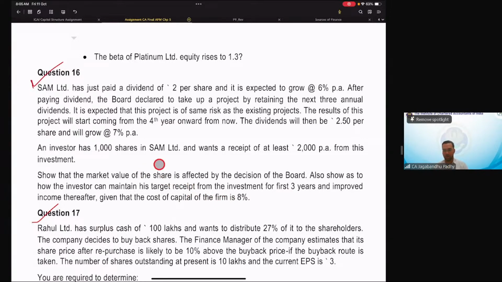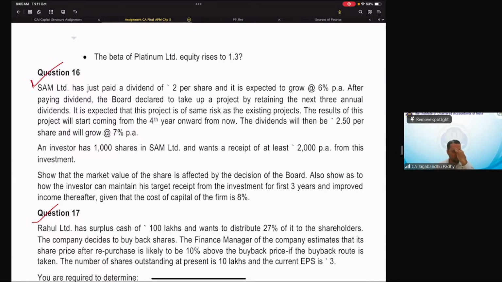So the point is, for the next 3 years there's going to be no dividend from the company. After that, in the 4th year, you'll have a dividend of 2.5, and beyond that it's going to increase every year at 7%. There's an investor holding 1,000 shares who wants a receipt of at least 2,000 per annum. So he wants an income of 2,000 per year, because right now 1,000 shares into 2 gives 2,000, which is the initial cash flow he's having.